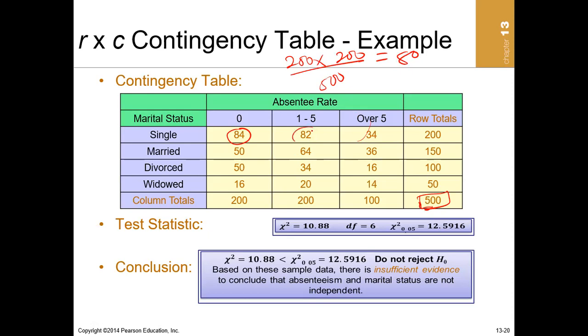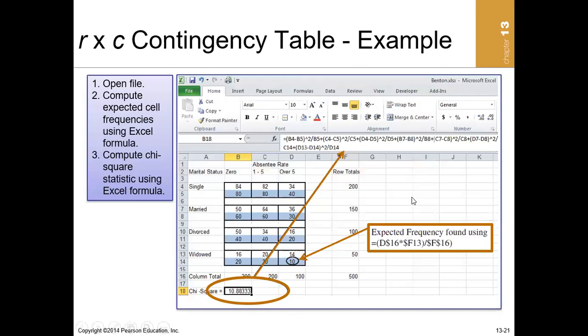If I want to get it for this 82, row total is 200, column total is also 200, all right? Then the sample size is 500. If I want to get it for this 34, its row total is 200, its column total is 100, total sample size is 500. So you work through it and get the expected values for each. So these are the expected values, all right?